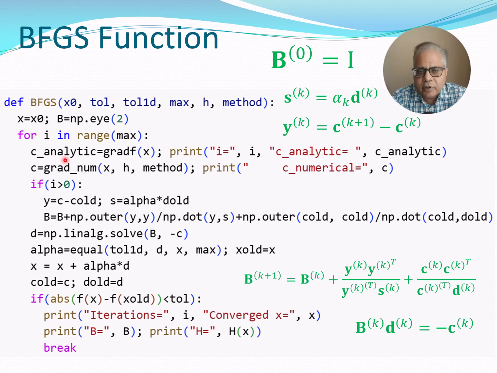I'm also going to print out the exact value of the gradient that is going to come from the grad f function, and I'm going to print out the exact value of the gradient as well as the numerical value. At the end of the process, when I have converged, I am going to print out the B matrix, which has been calculated by BFGS, and I'm going to print out the H matrix, which we actually know exactly for this problem, and it will be very interesting to compare these two. And I'm going to run this case for the three different finite difference methods.